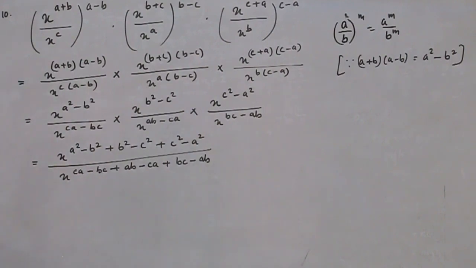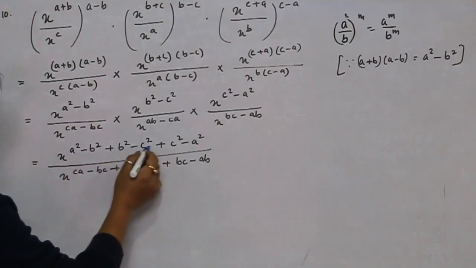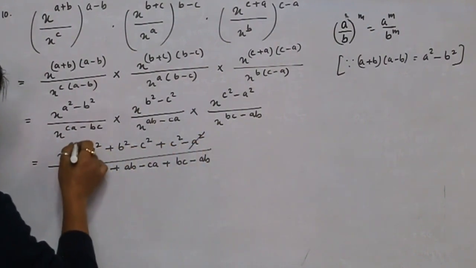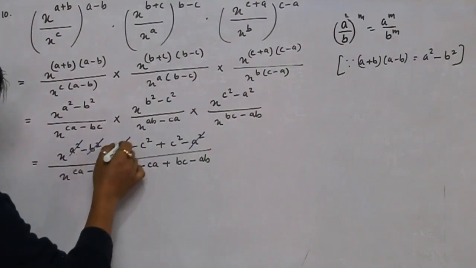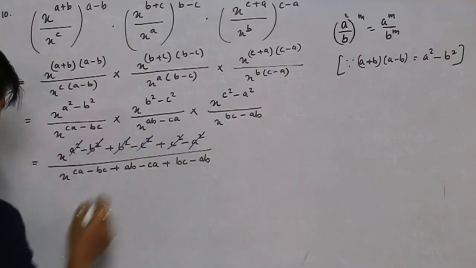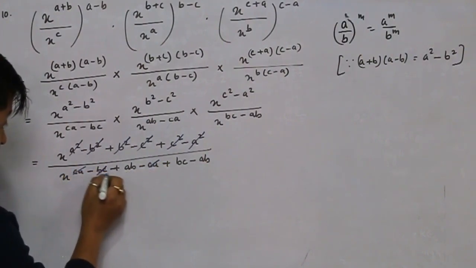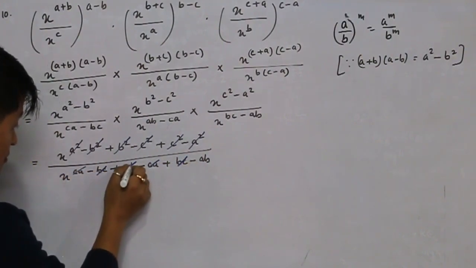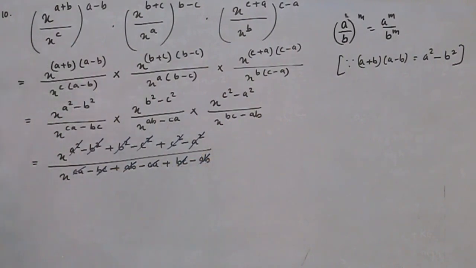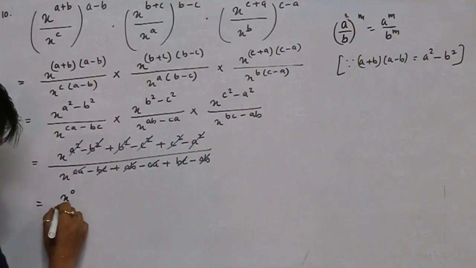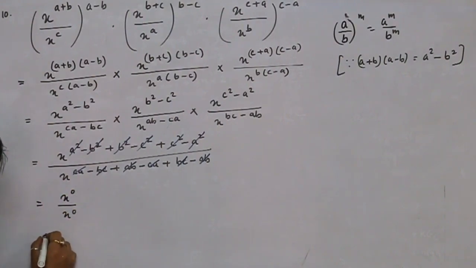Okay. Now see here, a square minus a square plus a square minus b square plus b square minus c square plus c square cancel, plus ca minus bc plus bc plus ab minus ab will get cancelled. Then the whole term gets cancelled. x to the power 0 divided by x to the power 0, which is equal to 1 by 1 equals to 1.